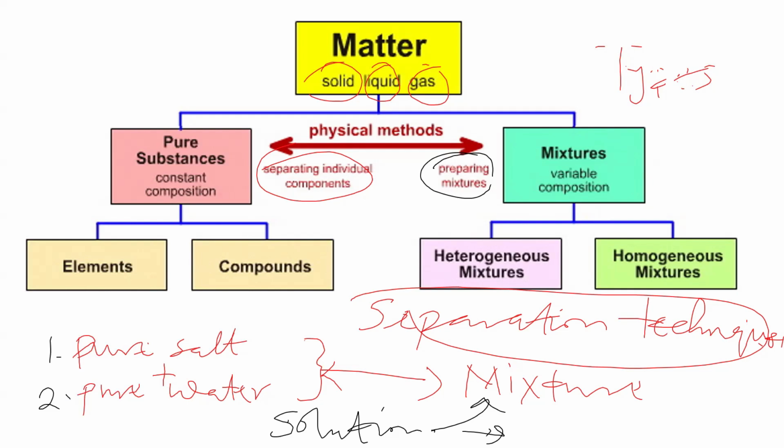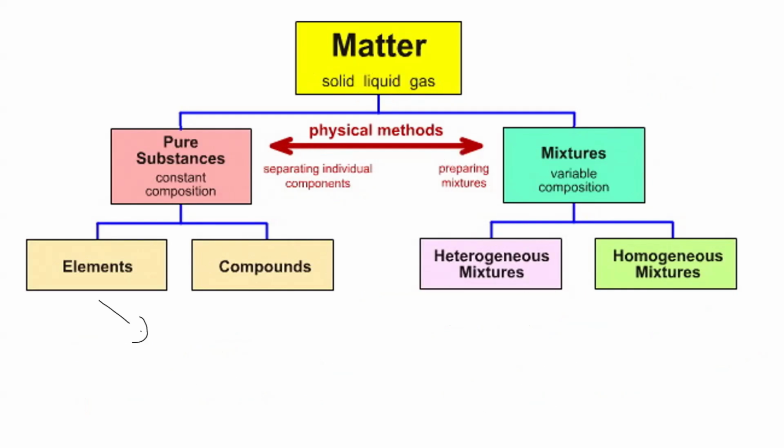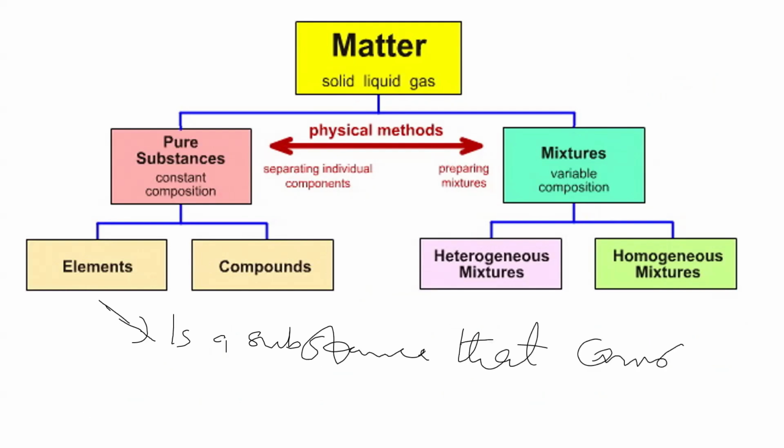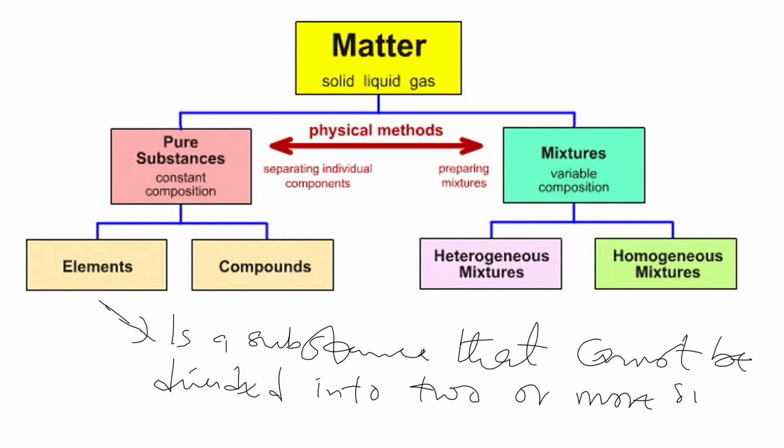The pure substances are divided into two. We have element and compound. And what are elements? An element is a substance that cannot be divided into two or more simpler units.